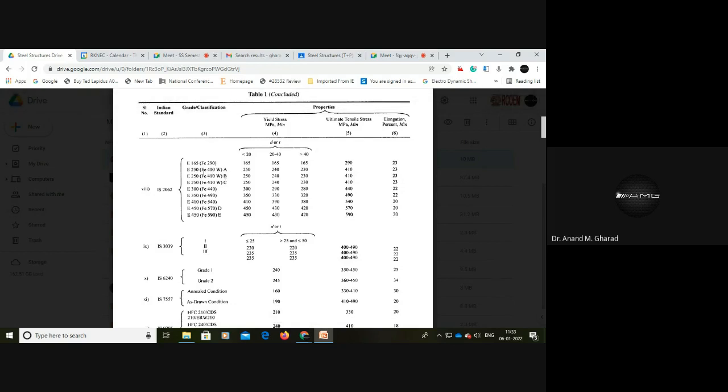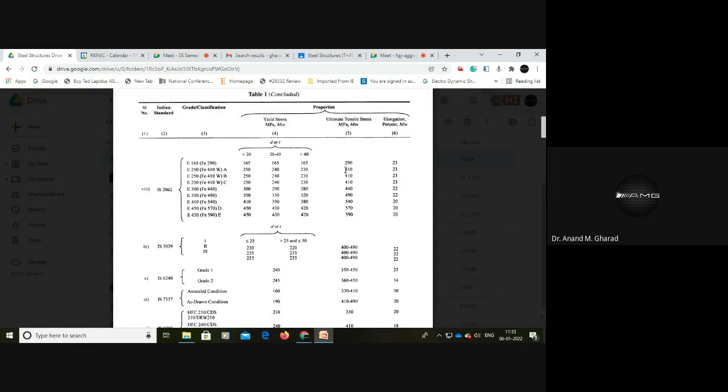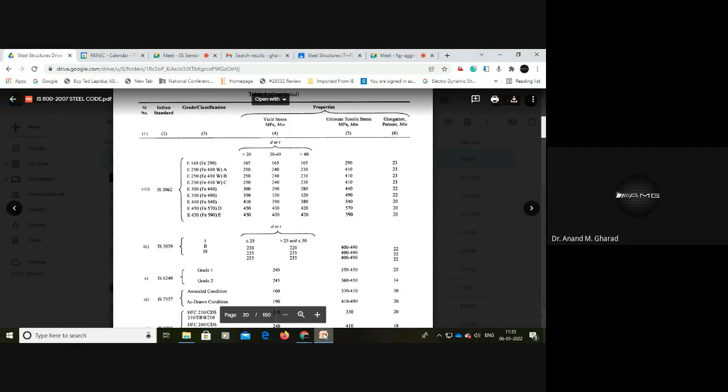So let us for this example consider, you can write down, assuming Fe410WA to be the grade of plate. And after assuming that, you note down the value of ultimate tensile stress. What it stands for? F suffix U.